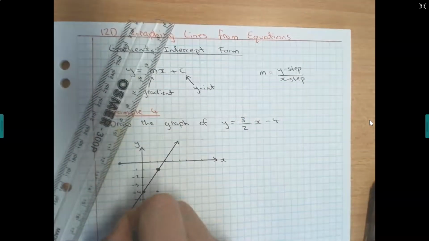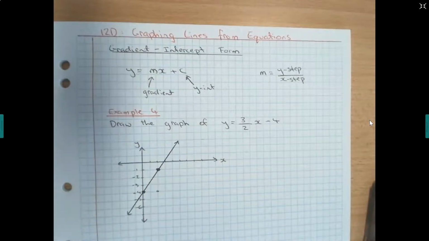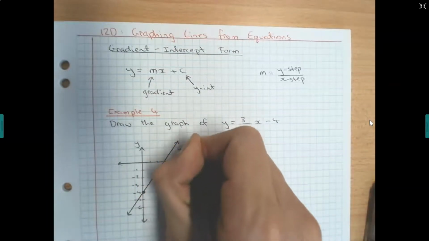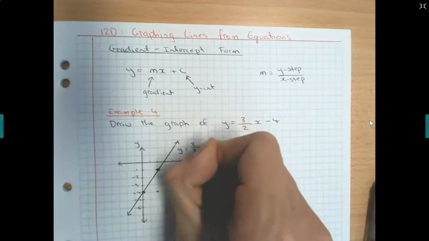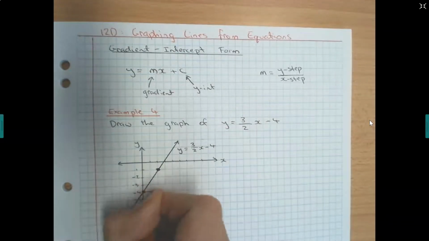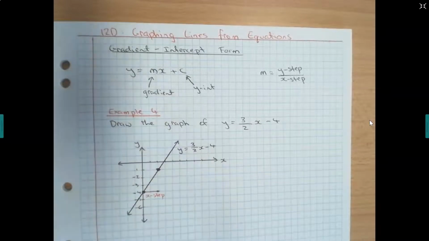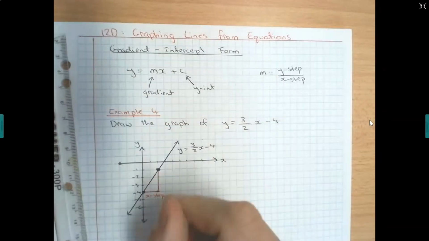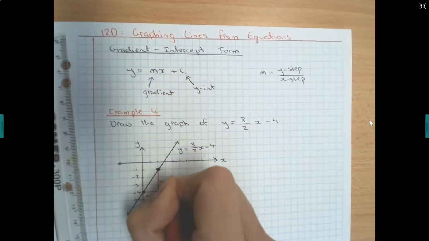Remember to put arrows on either end of the graph to show that it's continuous. You can write the equation of the line next to it: y is equal to 3 over 2x minus 4. Remember, this here was our x step, and this here is our y step.